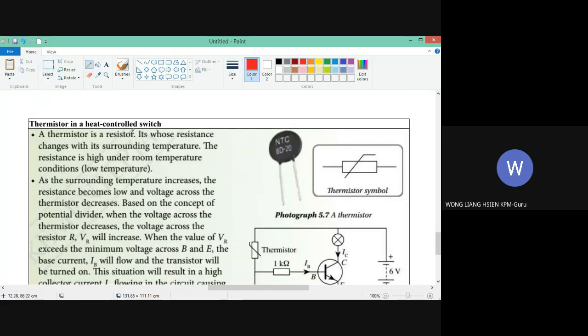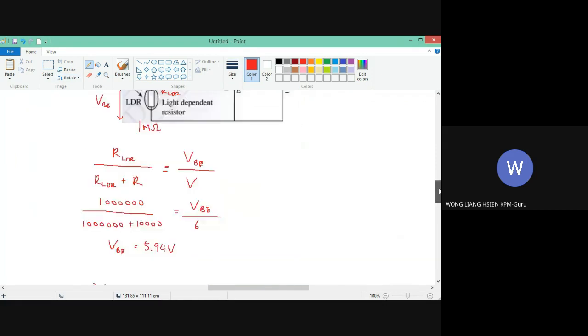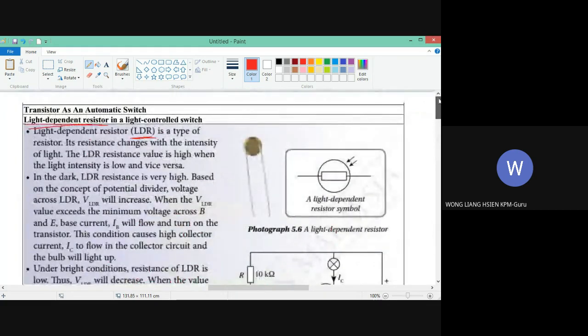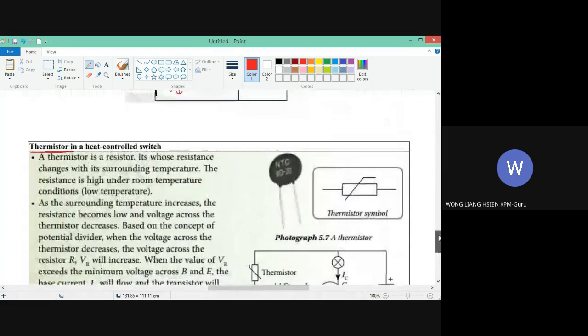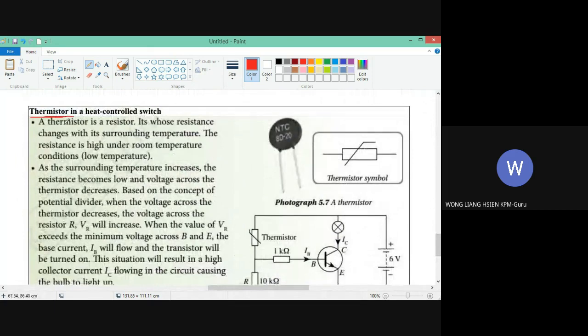Okay, this one says thermistor in a heat control switch. Just now it was LDR, light dependent resistor in a light control switch. This one is thermistor in a heat control switch. So again, a thermistor is also a variable resistor. That means the resistance changes according to temperature. A thermistor is a resistor whose resistance changes with its surrounding temperature.